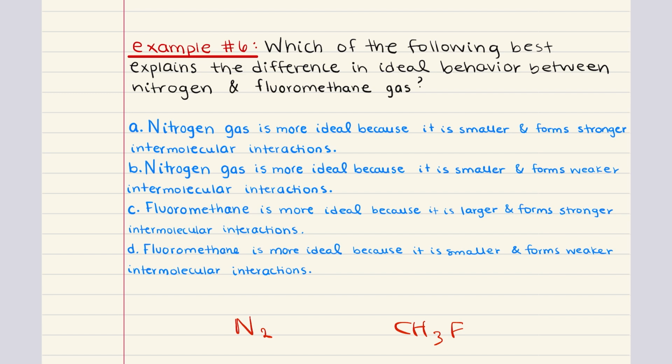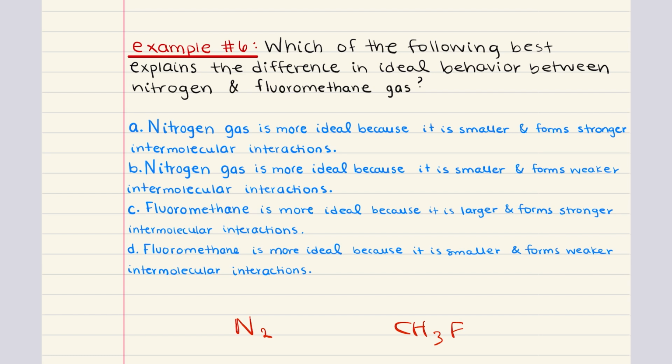Now, two main things to keep in mind that are going to help us answer this problem are the size of the gas molecules and intermolecular forces. Smaller molecules tend to behave more ideally because their volume is negligible compared to the volume of the container. In addition, weaker intermolecular forces result in more ideal behavior because the gas particles interact less with each other, behaving more independently.